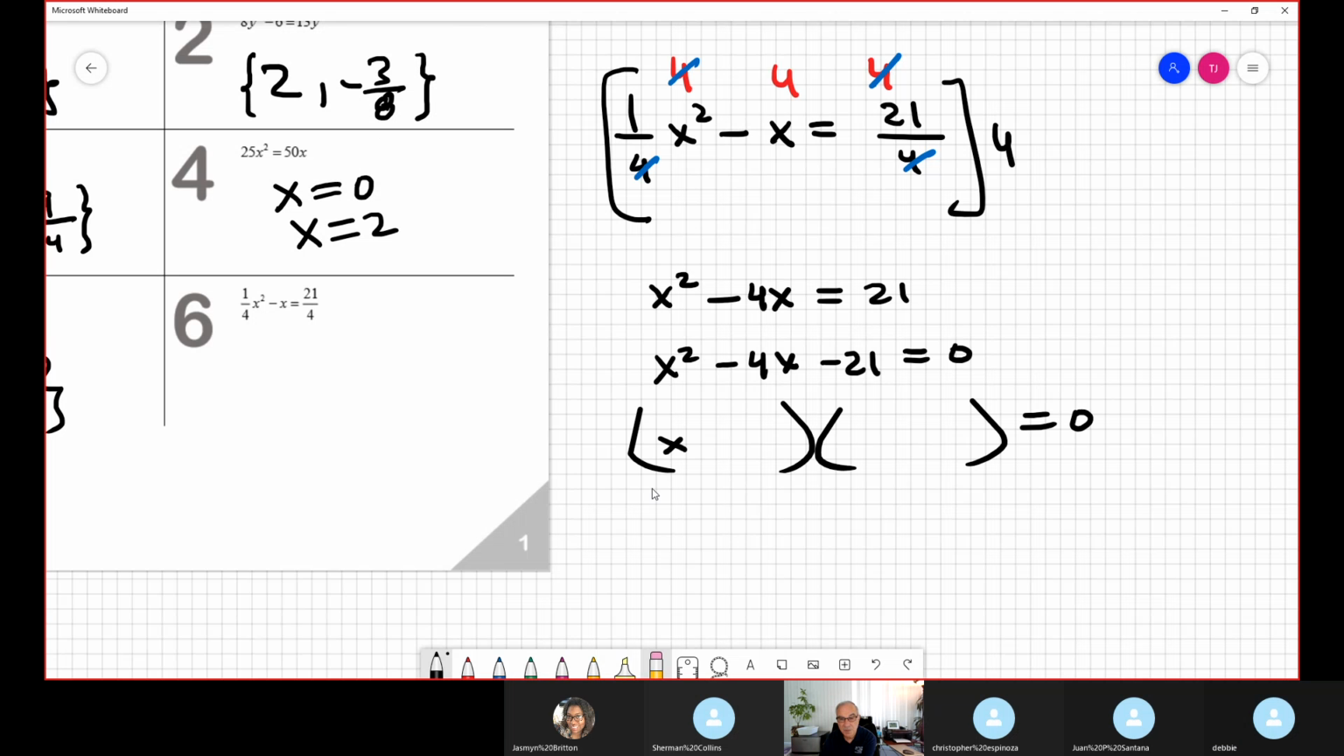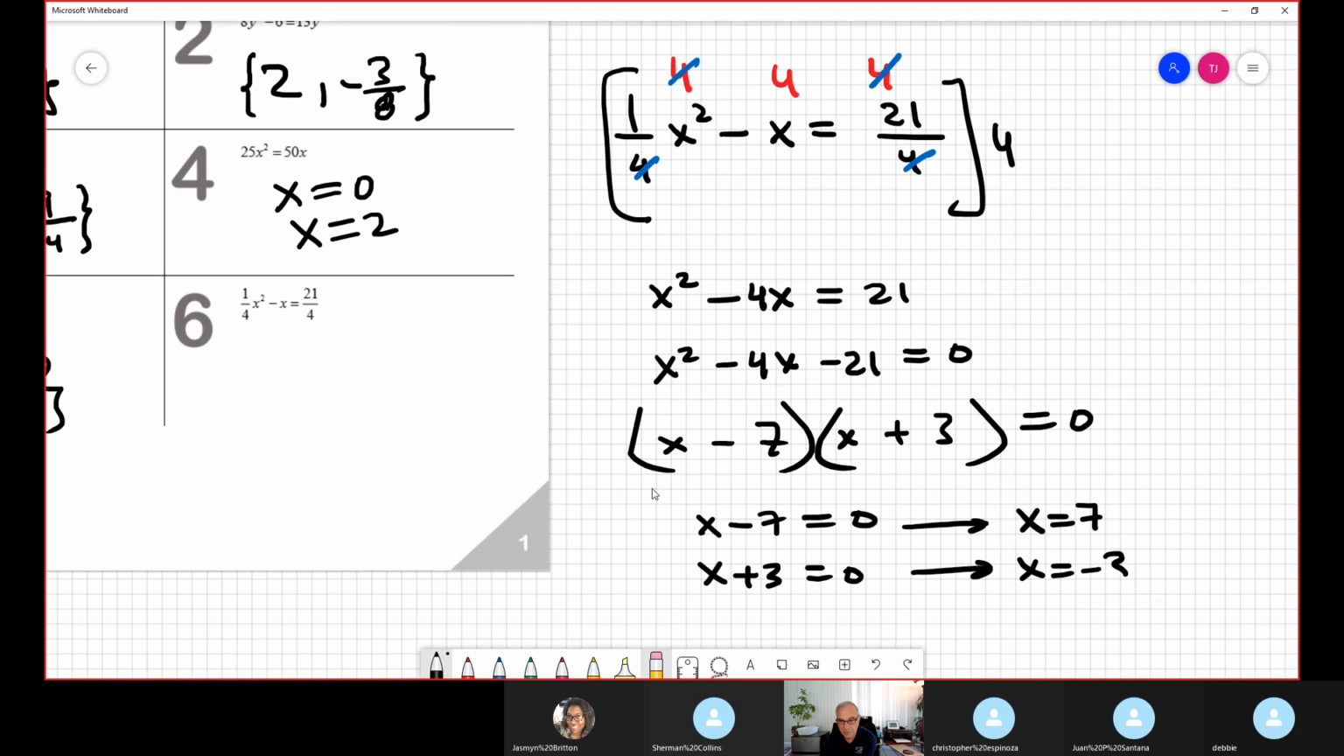Try now. The combination is 7 and 3, no? Because 7 times 3 is 21, and 7 minus 3 is 4, so the signs are negative 7, positive 3. You know the agreement of the signs perfectly. Now, x minus 7 equals 0, so x equals 7, and x plus 3 equals 0, so x is negative 3. The solution is 7 and negative 3. Any question?